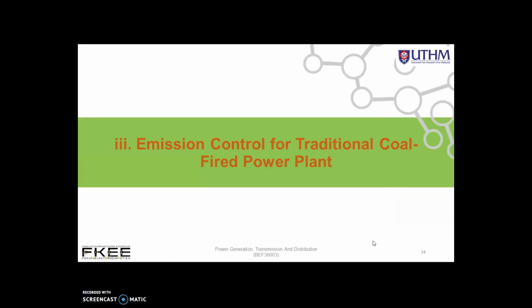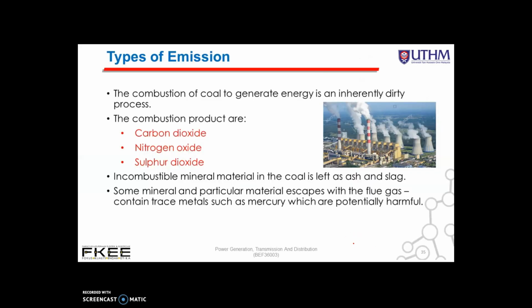Okay, next is the emission control for traditional coal-fired power plants. So we look at the types of emissions produced from the combustion of coal. The combustion of coal to generate energy is an inherently dirty process. The combustion products from the traditional coal-burning power plant are carbon dioxide, nitrogen oxide, and also sulfur dioxide.